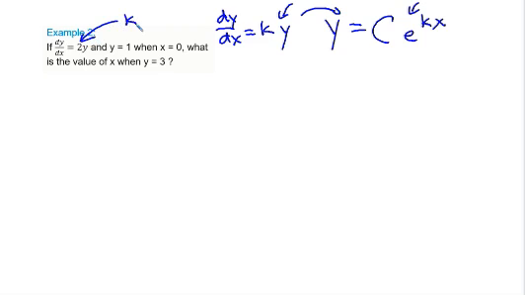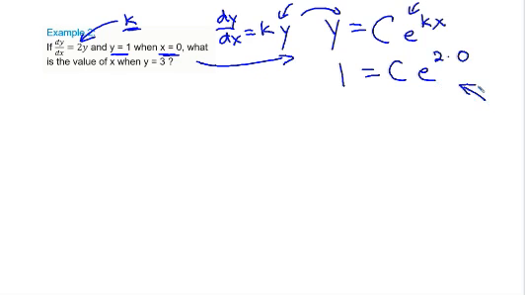dy/dx equals 2y. That is the k. So what I can do now is plug in all of these values that I've got. I've got this k value, I've got y is 1, I've got x is 0, and I can plug those in over here. So my y value is 1. That equals c e to the 2 times 0. Just plugging in all those values. Well, this is going to be e to the 0, which is 1. So I just have that c equals 1.